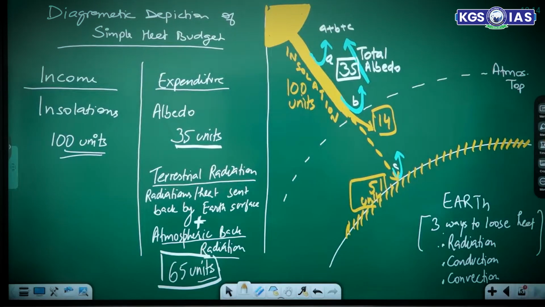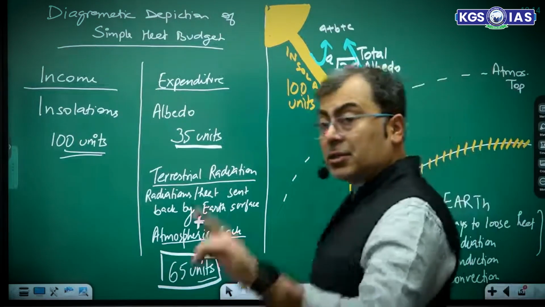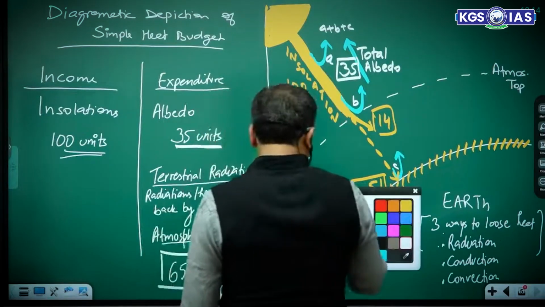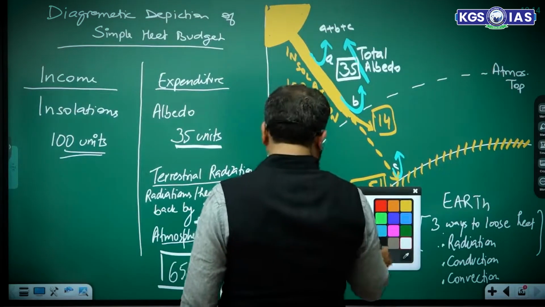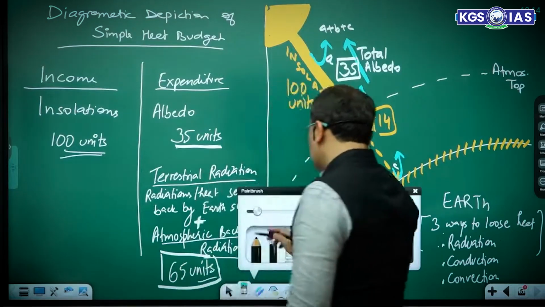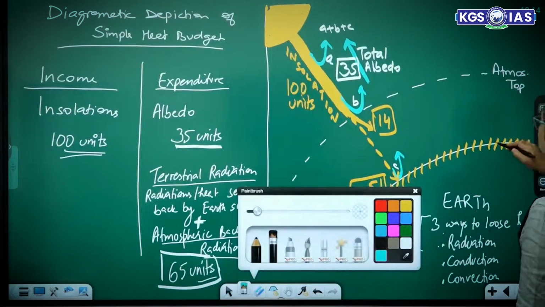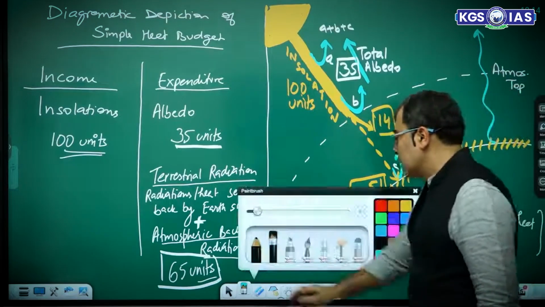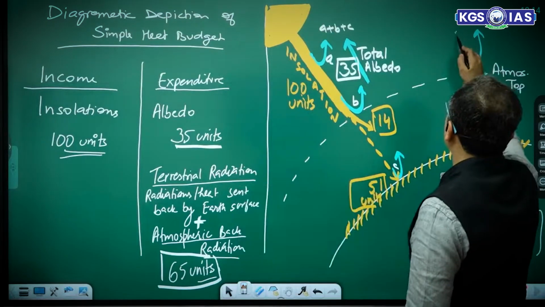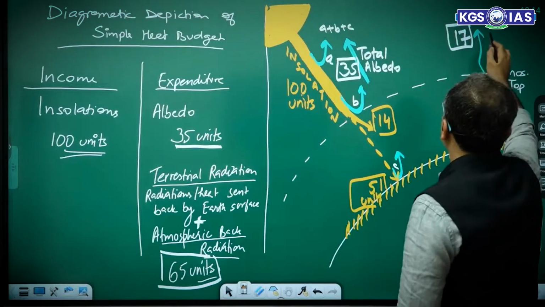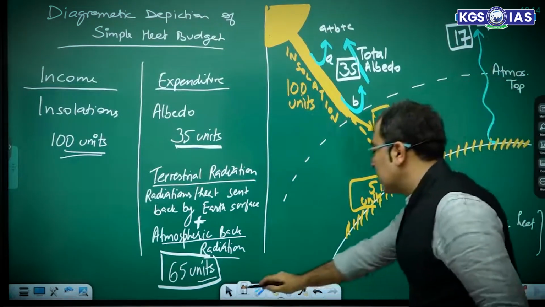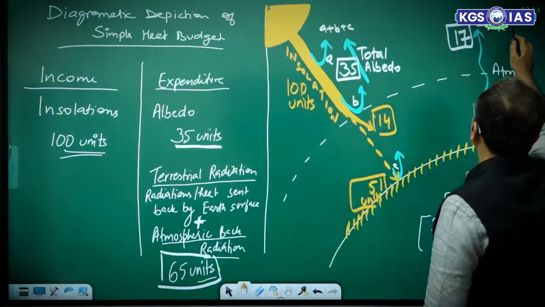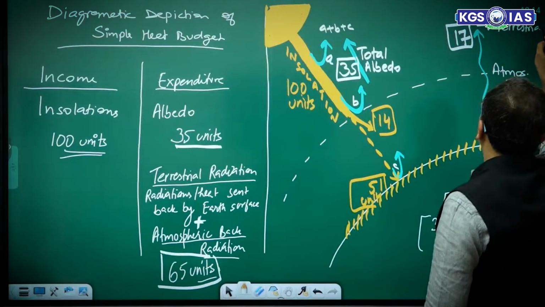Radiation is all energy which does not require a medium. Any hot body is going to give them out. So straight away planet Earth from the ground loses 17 units to the space. How many units? 17 units are lost to the space. What are they called? They are called the terrestrial radiation.